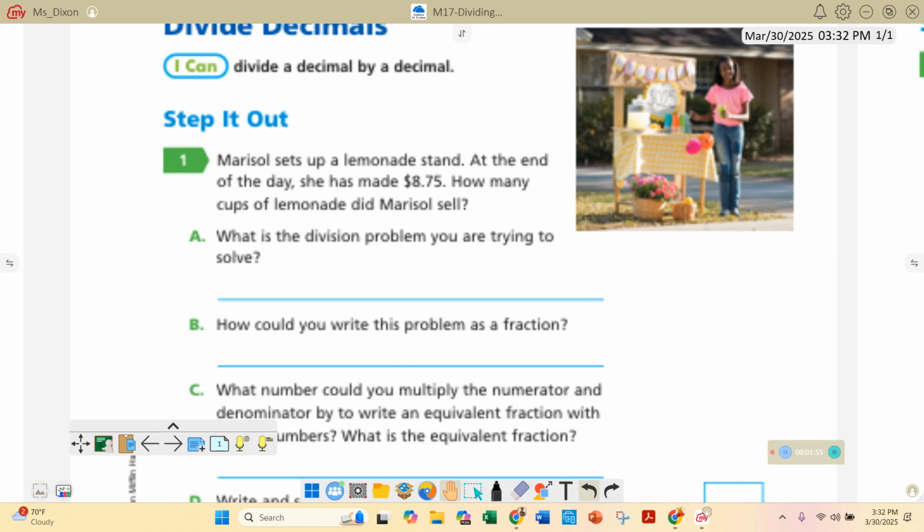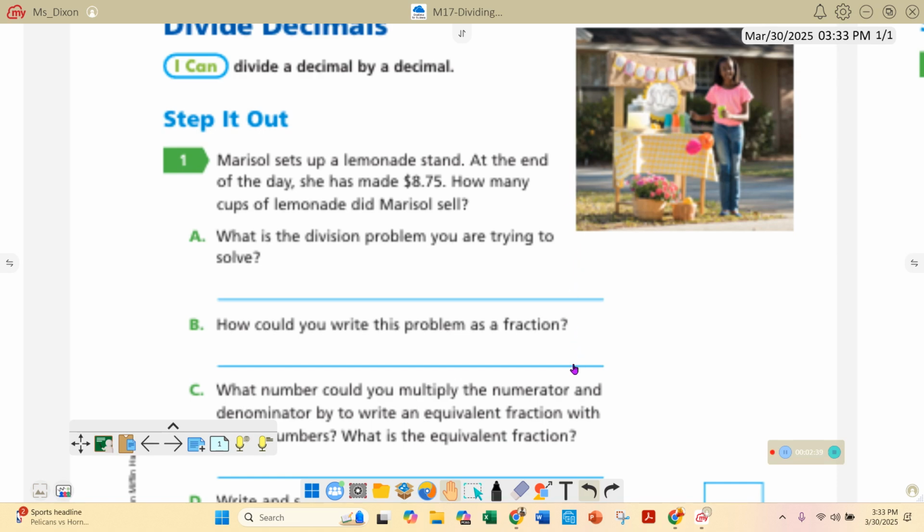What is the division problem you are trying to solve? If you look at the problem, we see that Marisol made a total of $8.75 from her lemonade stand. We want to know how many cups of lemonade she sells. If you look at her picture, how much is she charging for each cup of lemonade? Take a look at that picture in your book. It's a little fuzzy on my screen, so that's why I'm saying look in those books. How much is each cup of lemonade? 25 cents. So she made a total of $8.75, selling each cup for 25 cents.